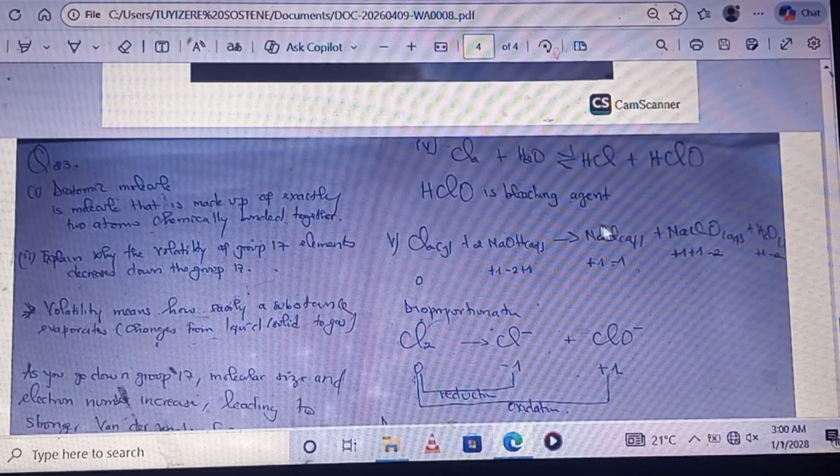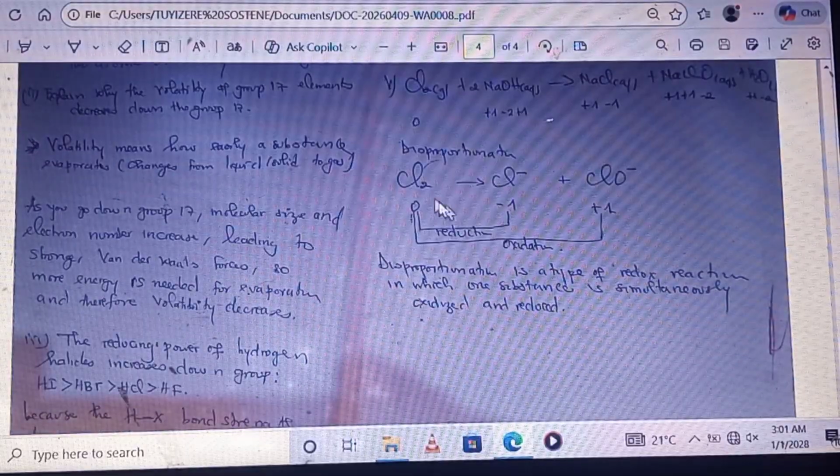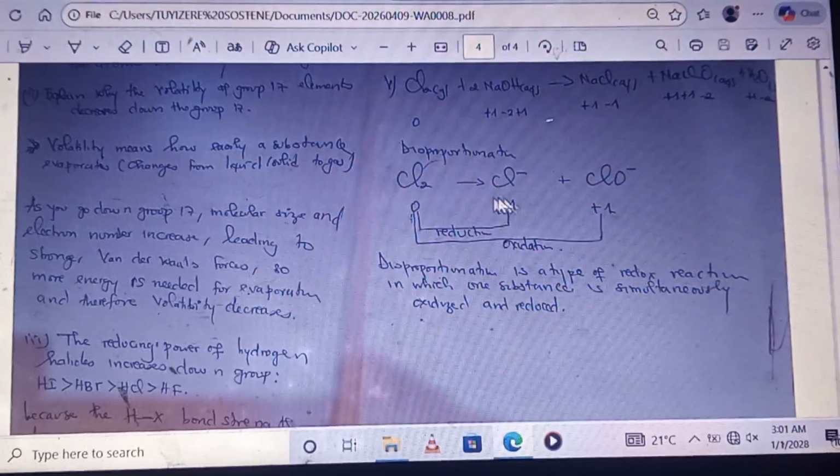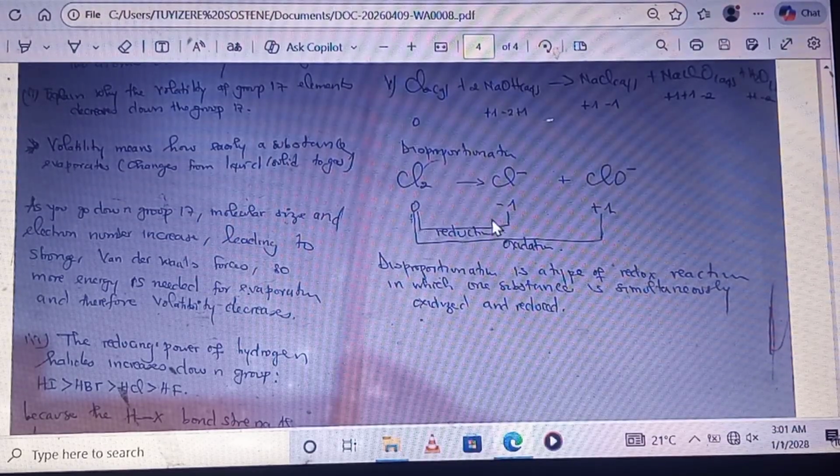As you see in this equation, chlorine has oxidation state 0, and in sodium chloride we have +1 and -1, and in sodium hypochlorite we have +1, +1, -2. In this disproportionation, chlorine is reduced to form chloride ion, and chlorine is also oxidized to form hypochlorite.